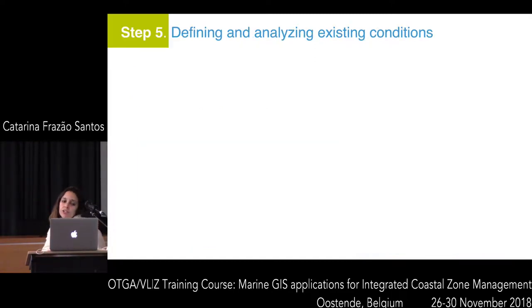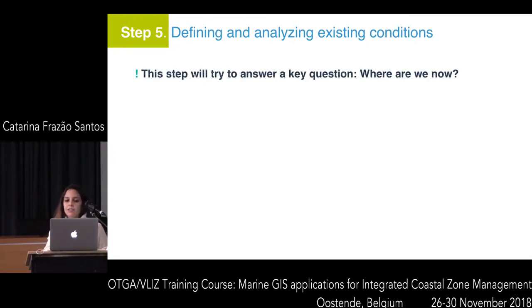And so we reach step five, which is about defining and analyzing existing conditions. This step will try to answer the question: where are we now? This is very important because the next step will be where we want to be. So, where are we now?